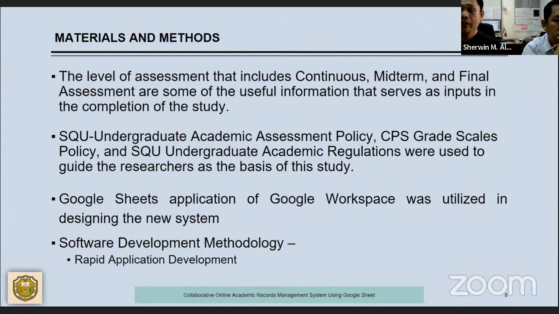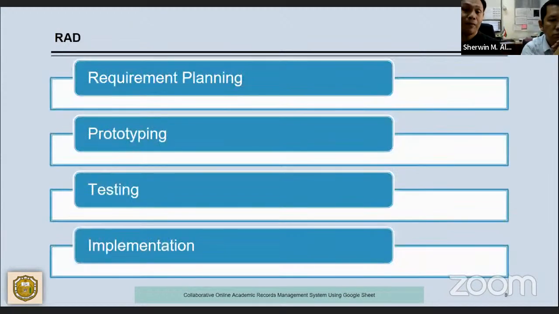Google Sheets from the Google Workspace was utilized in designing the new system. This modern spreadsheet software gives a platform for various solutions to different problems like calculations and the visualization of data. The researchers will use rapid application development in designing and implementing the new system, a software development methodology designed to evolve with changing requirements in real time. These are the following phases which we need: the requirement planning, the prototyping, the testing, and the implementation, which was followed.